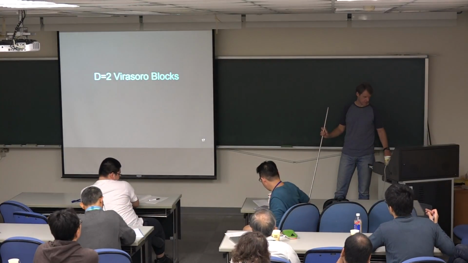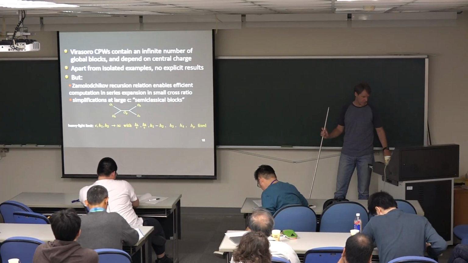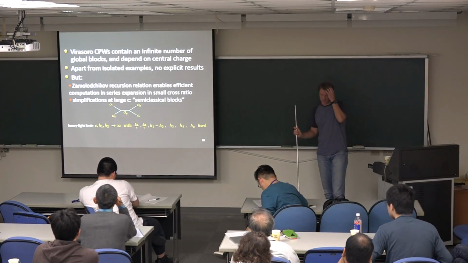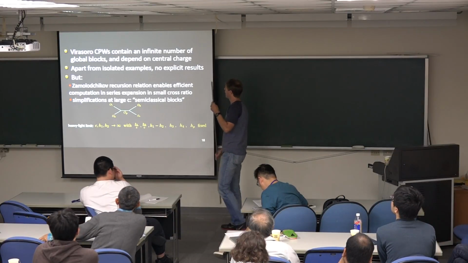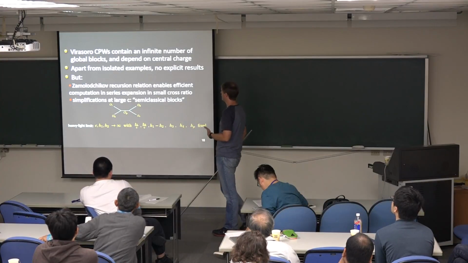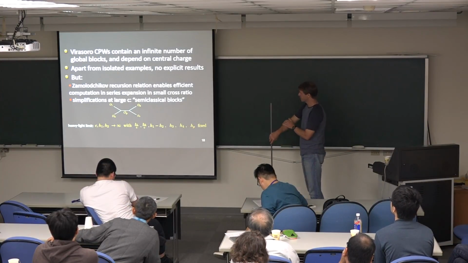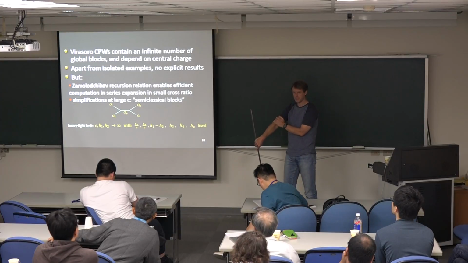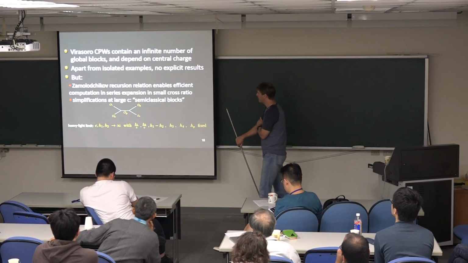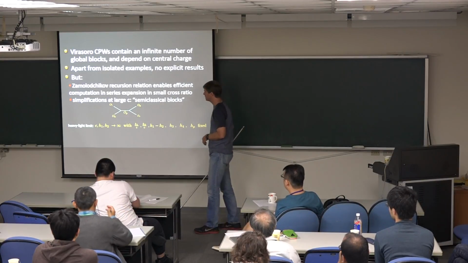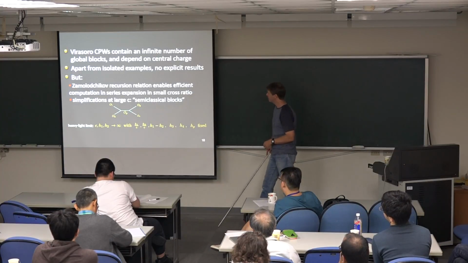Okay, so now let's turn to the same story in 2-dimensional CFT, where we have the Virasoro algebra. And again, the blocks in this case are much richer because there's an infinite number of global blocks, and they depend on the central charge. Again, no explicit results in general. But there's a lot of technology to attack these things. We have various approaches by Zamolodchikov.